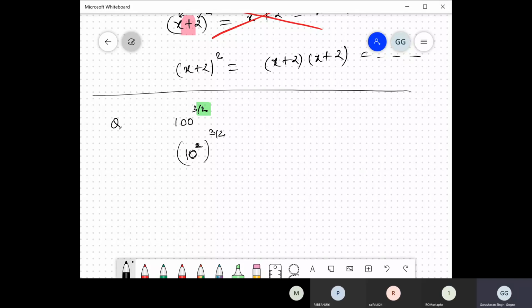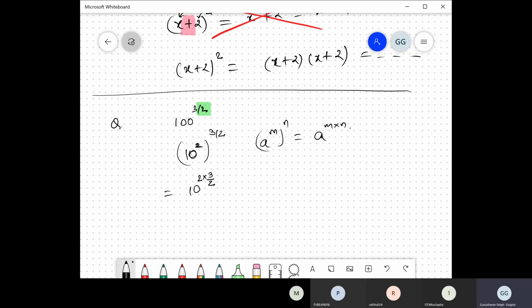So 100 first of all can be written as 10 square. And why am I writing 10 square? Because now it's a power to the power. So I can use the law where I can multiply these two powers because it's power to the power. What is the law again? A to the power m to the power n can be written as a to the power m multiplied by n. That's the law. Okay.